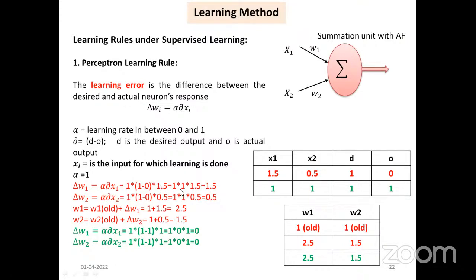Now, if we simplify this expression, then we will get a value that's 1.5. So the change of the weight will be 1.5 for W1. Similarly, we're finding here the change of weight for W2, right? So here we have alpha del x2. The value of alpha is what? 1, this learning rate. And here, this is the difference between desired and actual. So this is 1 minus 0 into the value of x2, because this is the input for which we're going to change the weight now.